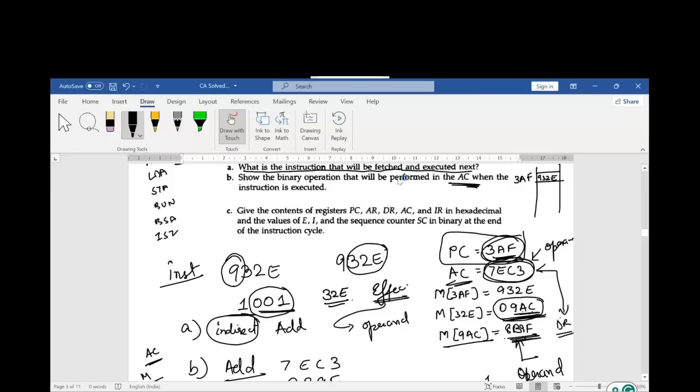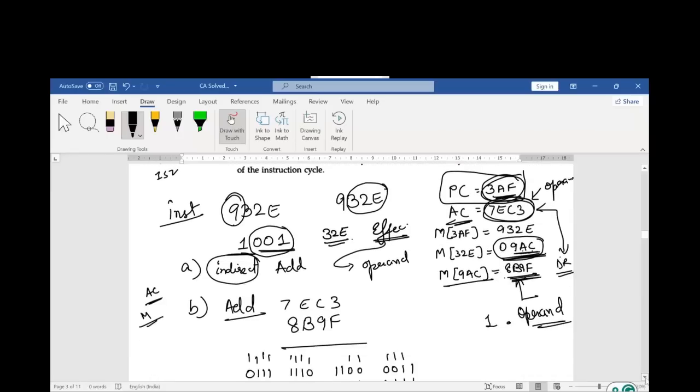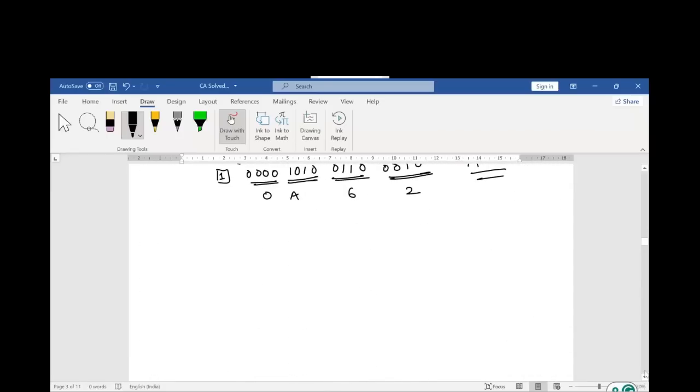Let us quickly have a look at the third one. What is the third part? Give the contents of registers PC, AR, DR, AC and IR in hexadecimal, and the values of the E and I flip-flops and the sequence counter SC in binary at the end of the instruction cycle. So you are just asked to tell the values of all these registers: PC, AR, DR, AC, IR, E, I and SC.